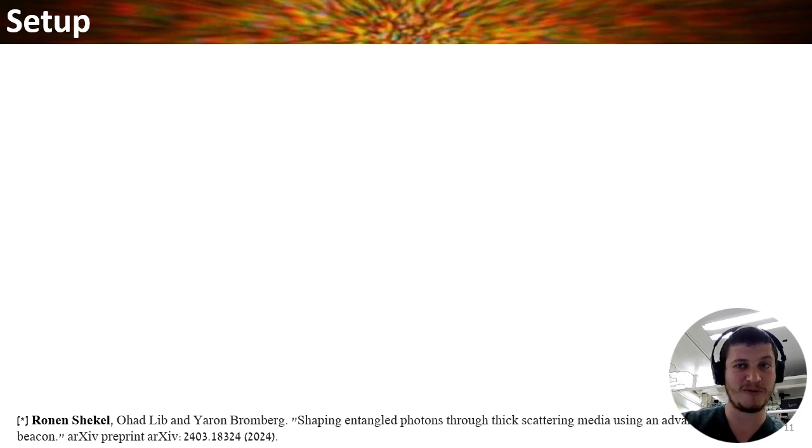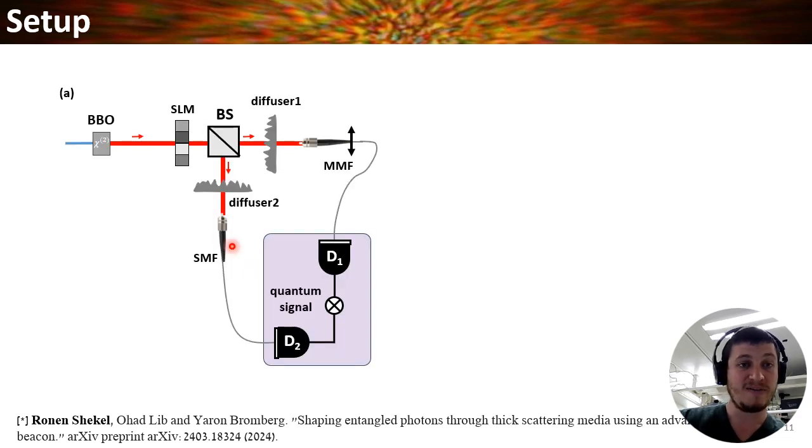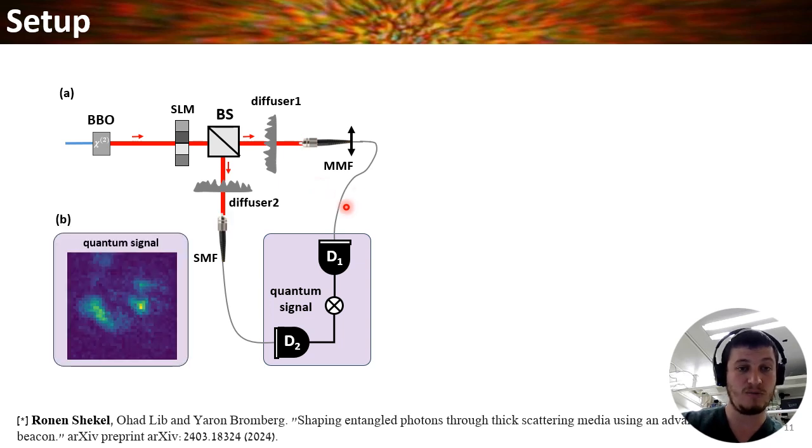Great, so how do we use this? We consider the most general setup, where we send the entangled photons and probabilistically send each one of the photons to a different diffuser and perform the coincidence measurements. As expected, since we propagate through diffusers, we will get this 2-photon speckle.